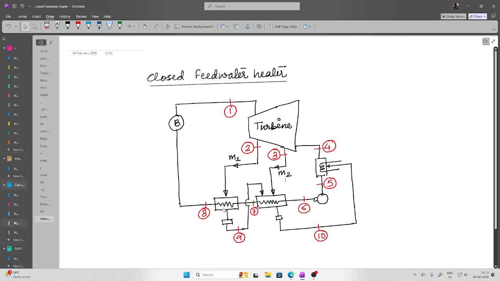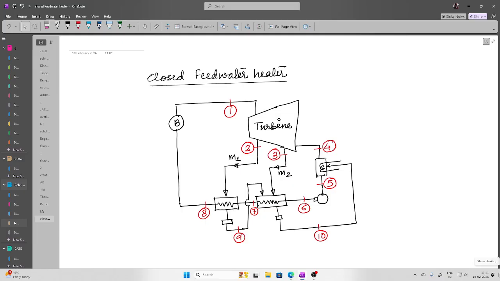Steam condenses, releases its latent heat of condensation and gives it to the water. The water gains it and then moves out at a higher temperature. Whereas the condensed steam, using this drip, is transferred to the next heater. And there can be several heaters, but the last one is dumped into the condenser.